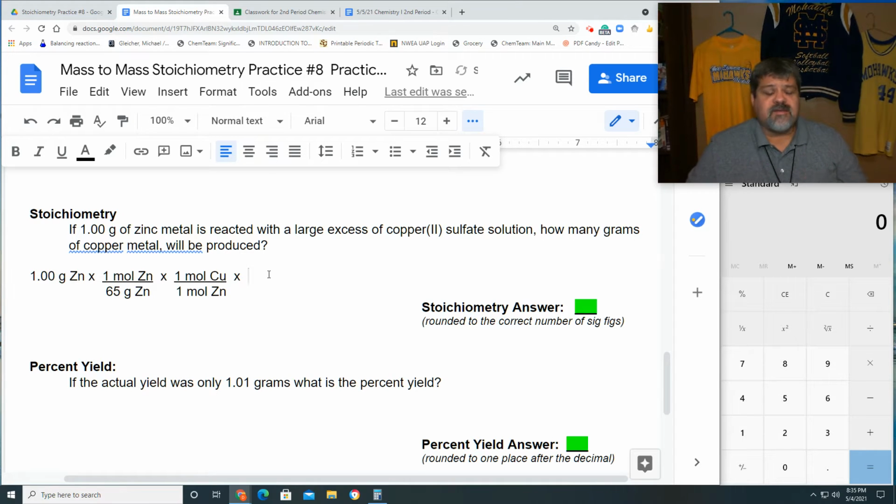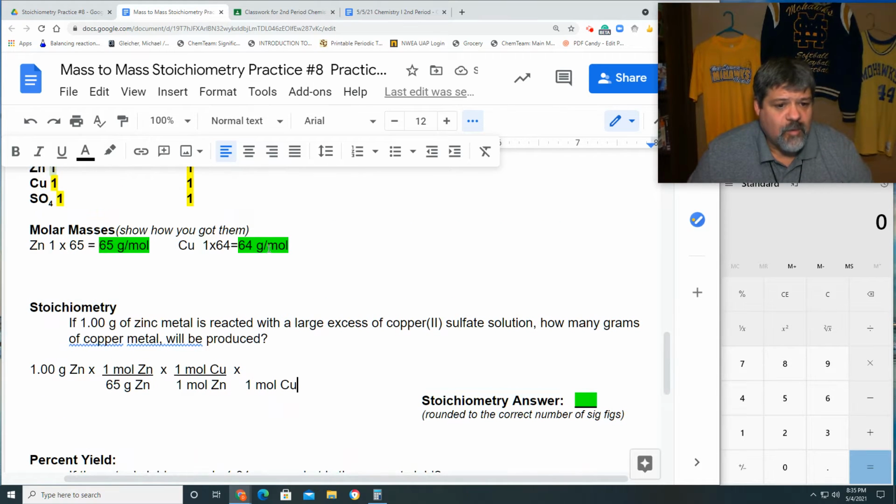Now we're going to do our molar mass in reverse. So again, I have moles of copper here, so I'm going to go down to the bottom, and we know that we have 1 mole of copper. That's right here, 1 mole of copper equals 64 grams. So we're going to put 64 grams of Cu on top. That's going to equal grams of Cu. And we're going to underline this. And now we have everything.